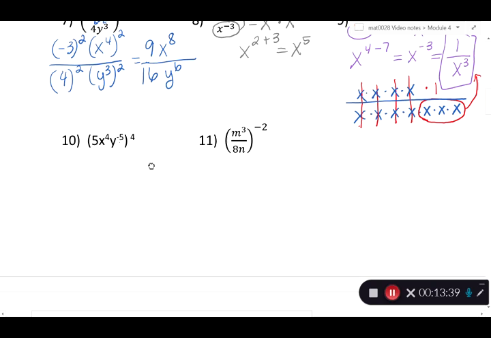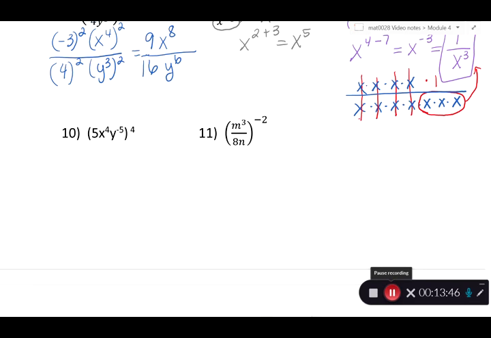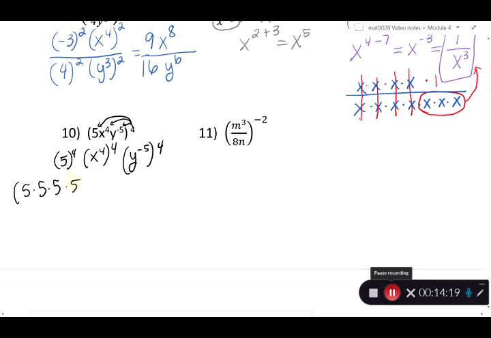Five, x to the 4th, y to the -5, all raised to the 4th power. So we're going to distribute this 4 to each part in here. And I'm going to go ahead and write it out. So 5 to the 4th power times x to the 4th power times y to the -5th to the 4th power. Okay? 5 to the 4th power is just 5 times 5 times 5 times 5 in your calculator, right? That's what you should put in your calculator. X to the 4th raised to the 4th power means I do 4 times 4, which gives me x to the 16th. And y to the -5 raised to the 4th would give me -5 times 4, which gives me y to the -20.